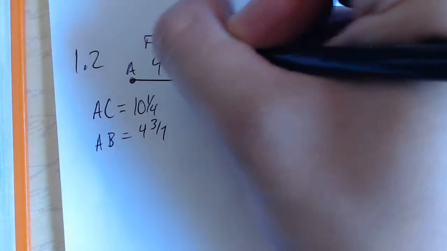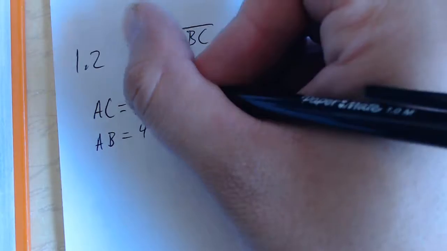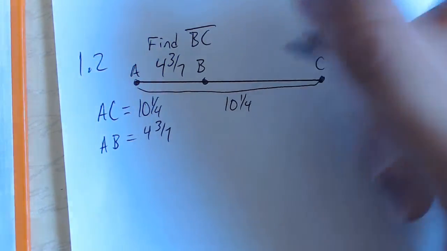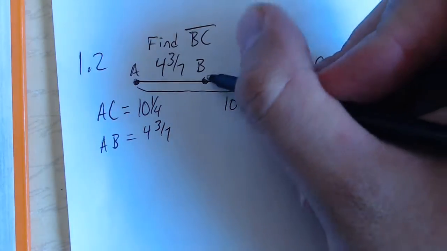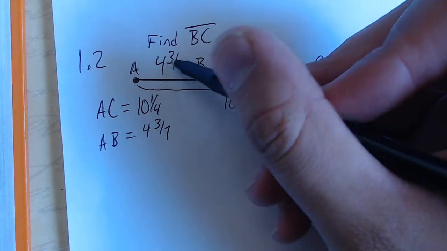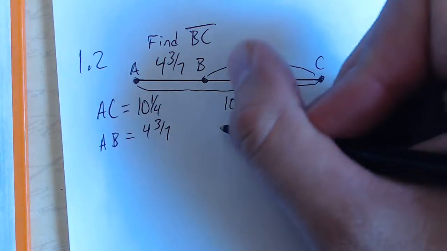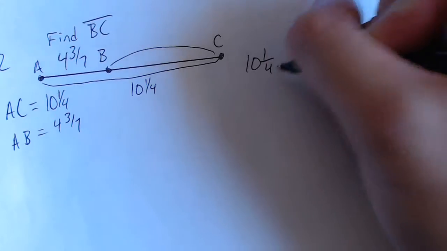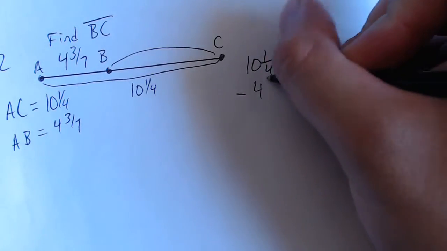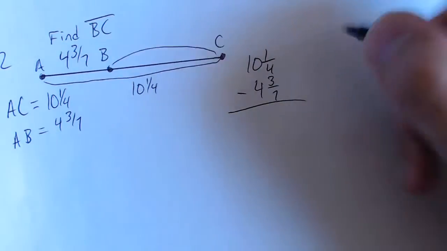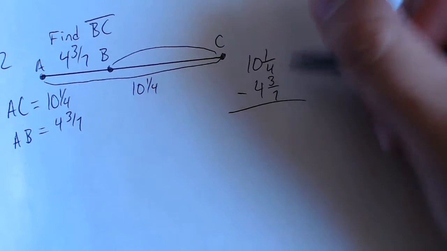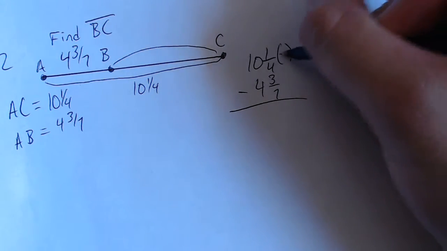So we have 4 3/7 here, and the whole segment is 10 1/4. So in order to find BC, we just have to subtract 4 3/7 from 10 1/4. So we can do that as a simple subtraction problem. From here, we have to find a common denominator between 4 and 7. That's going to be 28.